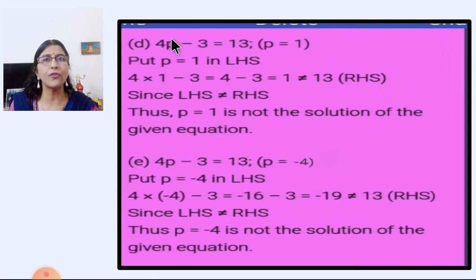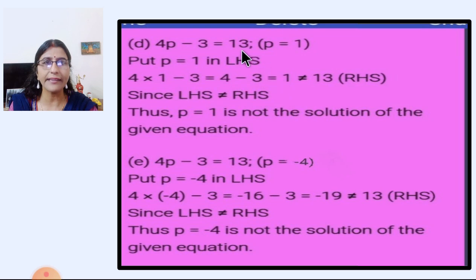Now the first one is 4p minus 3 is equal to 13, and the value of p is given as 1. So we have to substitute the value of p as 1. Here put p equal to 1 in LHS. First we will take the LHS part of the equation. Here you can see 4p minus 3 is in LHS. In place of p we will write 1. So 4 into 1; there is no sign, which means multiplication. 4 into 1 minus 3. Then we work out: 4 ones are 4, minus 3. And 4 minus 3 is equal to 1.